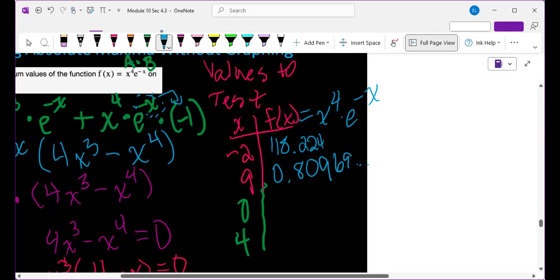All right, now I plug in 0. 0 to the 4th is 0. e to the 0 is 1, so it's still 0. And now we're going to plug in 4. 4 to the 4th, which is 256, times e to the -4th. All right. 4.688.